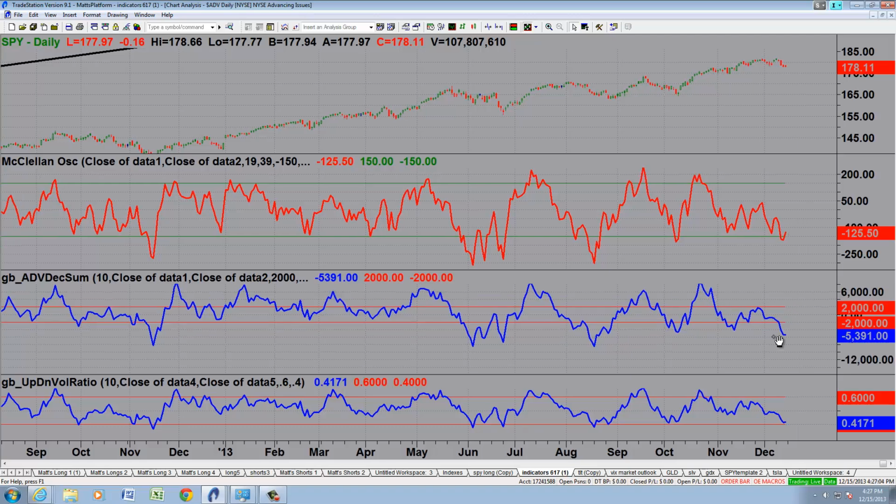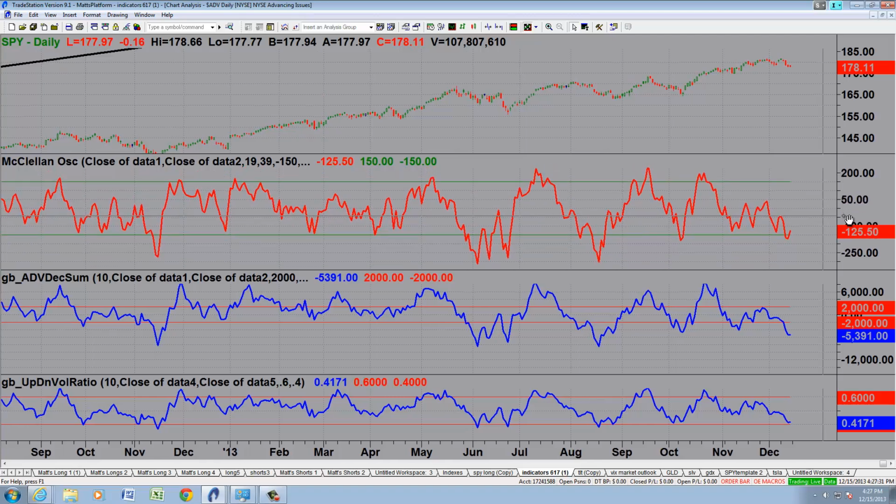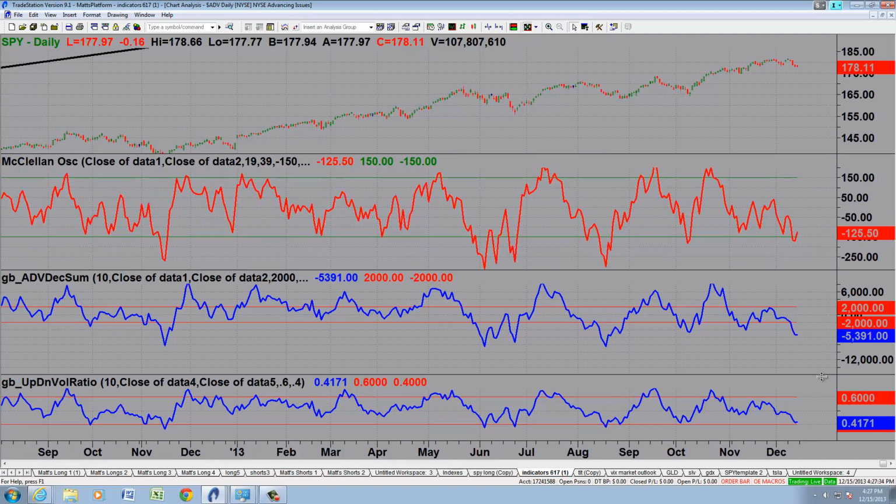However, what we'd like to see is a bit more confirmation on our shorter term indicators as well as the longer term, which looks out. The McClellan goes out 3 weeks or more in its calculations, so that's more of a longer term type view. But when used in conjunction with the advanced decline and up down volume on a 10-day basis, they're all getting oversold and turning up at the same time. That is a good confirmation.